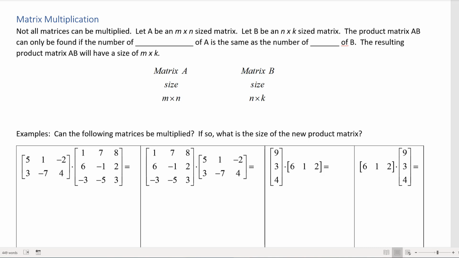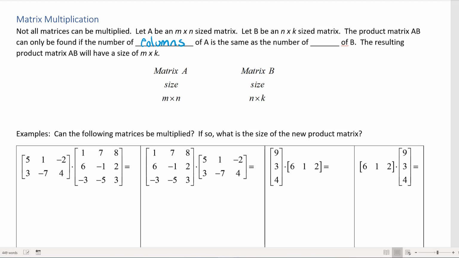So, like we just discovered, the size of the matrix matters if you're able to multiply the two matrices. So it proceeds that not all matrices can be multiplied. To understand this, let A be an m by n sized matrix, and let B be an n by k sized matrix.